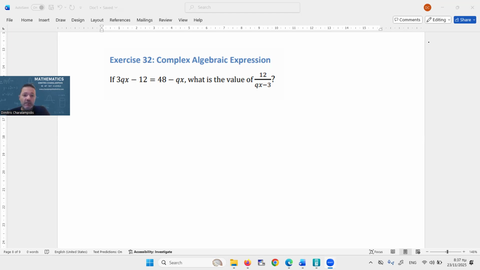And obviously, since I only have one equation and two unknowns, I will never be able to find the exact values of x and q. But perhaps that's irrelevant, because I might just be able to calculate qx directly, or even qx minus 3 directly. We'll see. Let's begin with 3qx minus 12 is 48 minus qx.